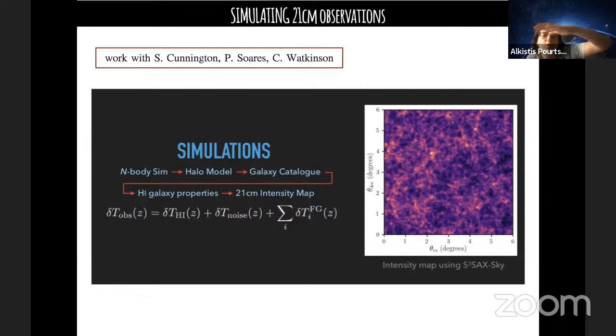And then when you have your signal map, you just add the noise of the experiment that you are interested in. And then you also add simulated foregrounds, because we do know that the signal is buried under foregrounds that are orders of magnitude larger.